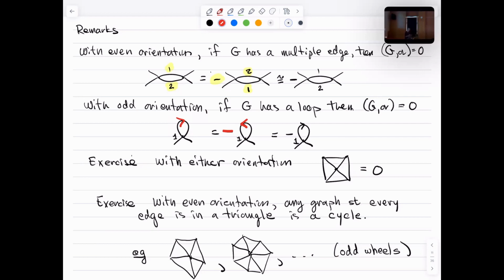Right. And then here's an exercise with either orientation. This graph, the square graph, is equal to 0. And another good exercise. This is supposed to be a workshop, right? You guys are supposed to work.